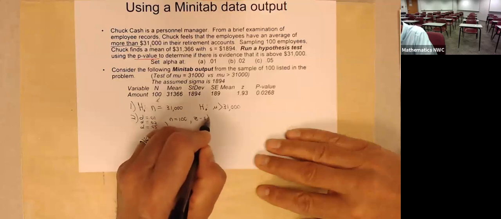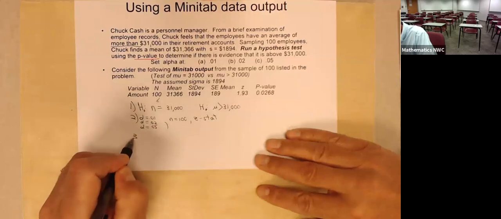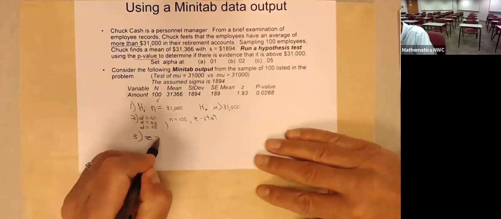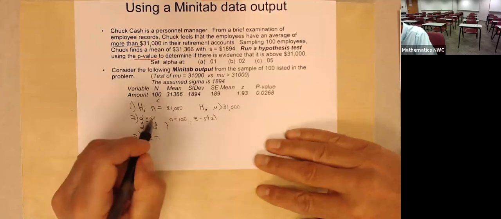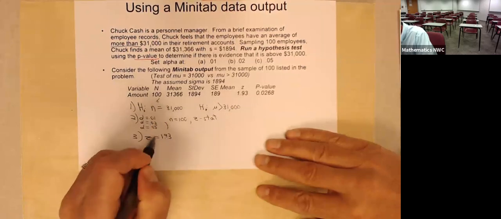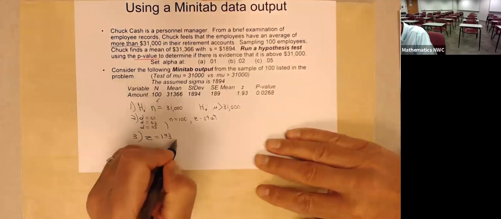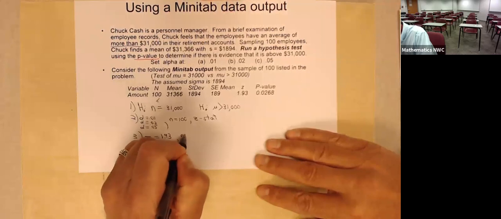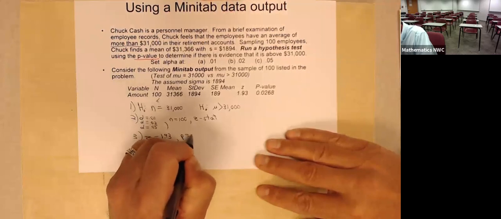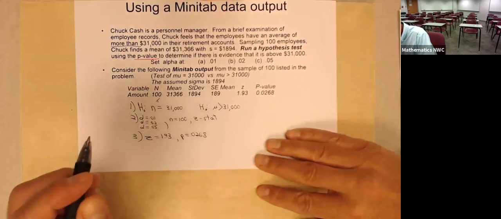Z-stat. Notice now I'm just going to literally write out my Z. It is 1.93. I take it right off of that. I don't have to do the calculations. Don't have to show the formula. Just write it right out. And I can also write out my p-value immediately, 0.0268.